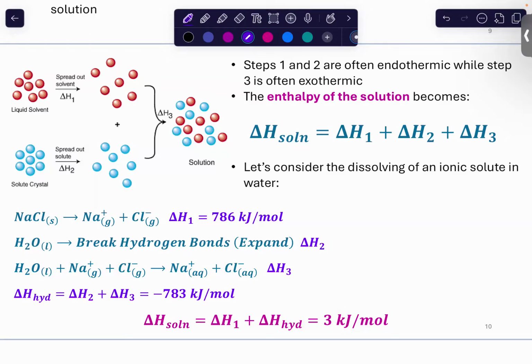So then, of course, the water molecules are going to have to be expanded, and that's going to be breaking down those hydrogen bonds, and then your water is going to mix with your sodium and chloride in the gas phase, and you're going to get aqueous sodium and chloride, which will give you your delta H3.